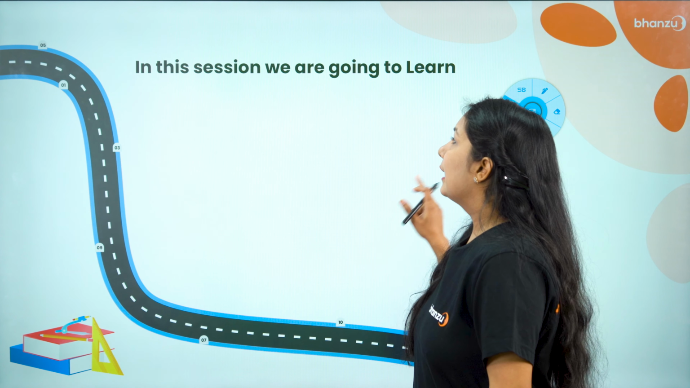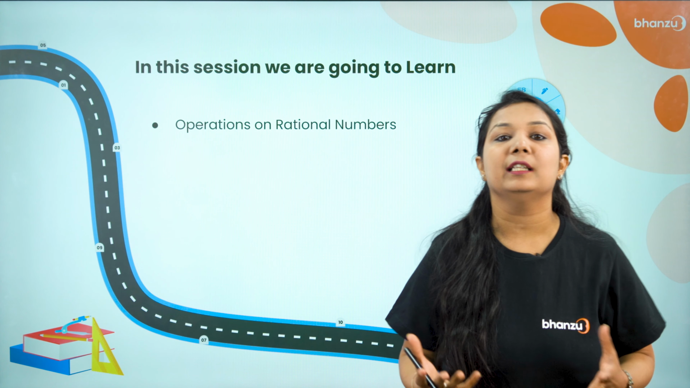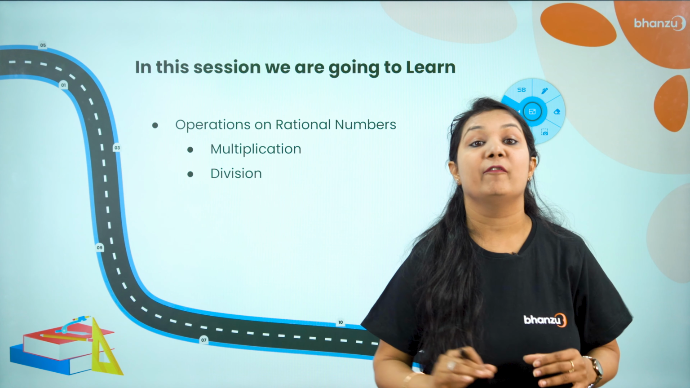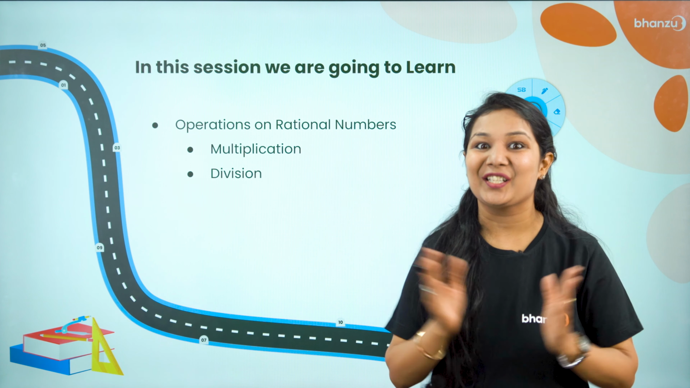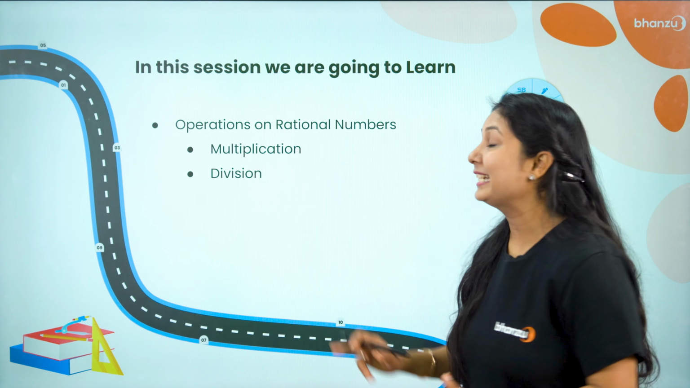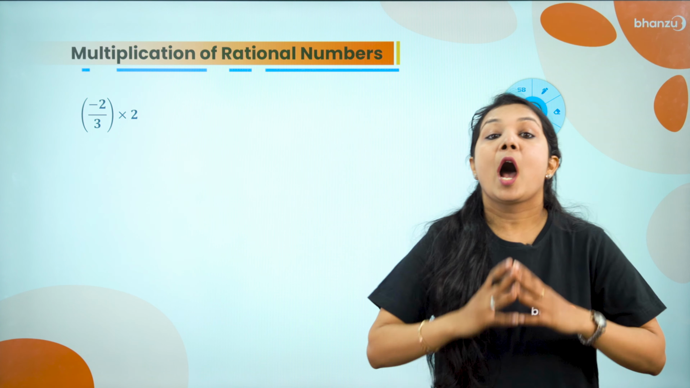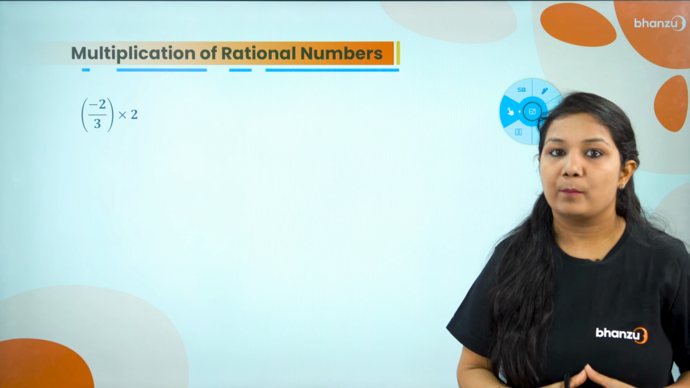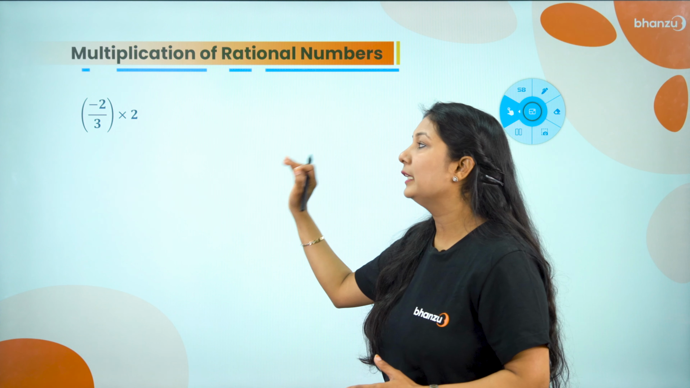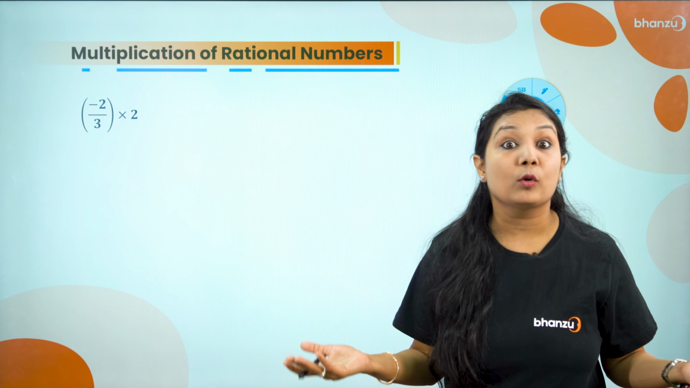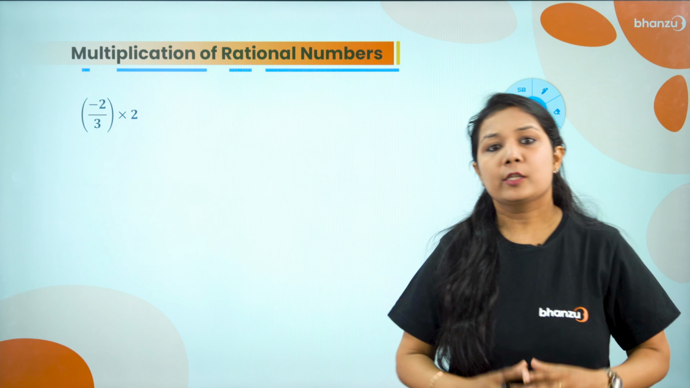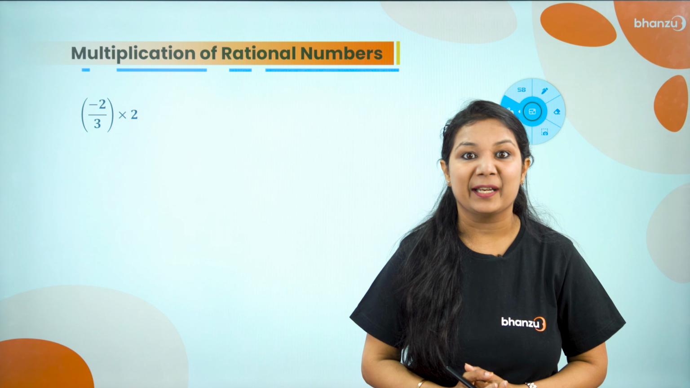But before that, let's see what are we going to learn in this chapter. In this session today is multiplication and division, the two different operations which we are going to perform on the rational numbers today. And let's get started with the first one, which is multiplication of rational numbers. So here we have our first question, which is minus 2 upon 3 into 2. So what is minus 2 upon 3? It's a rational number. What is 2? It's a whole number. So how do we perform this multiplication?